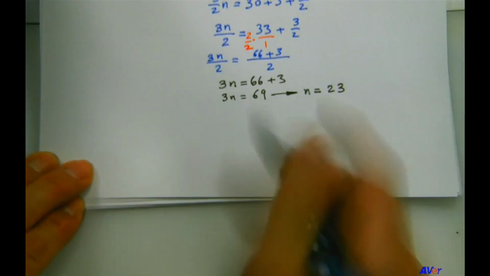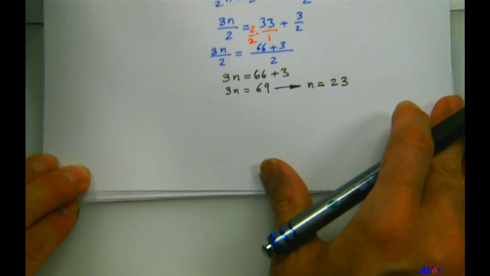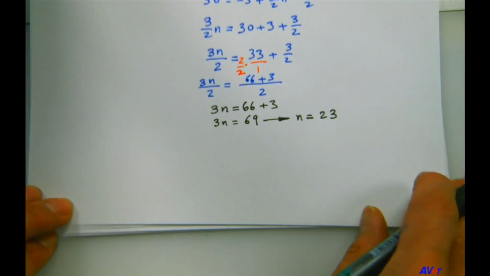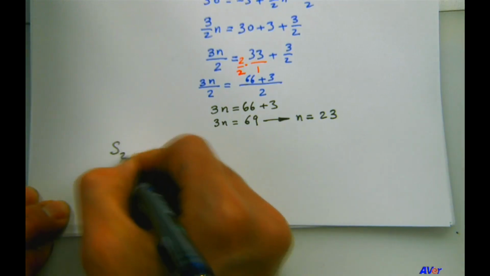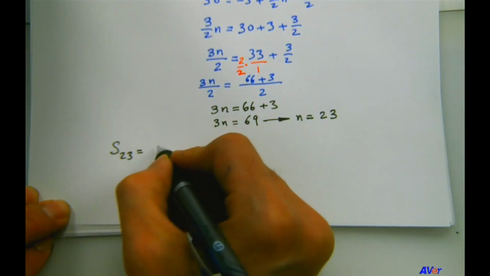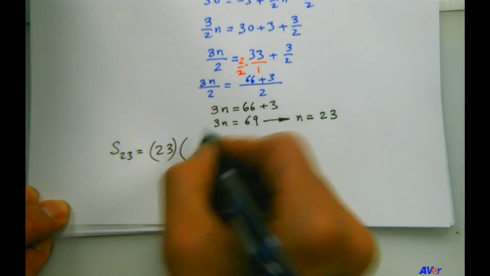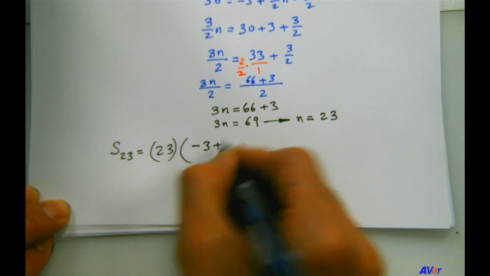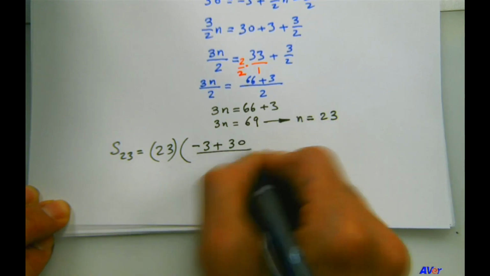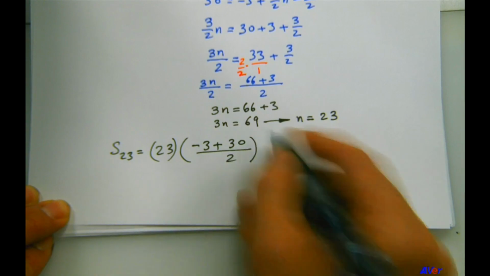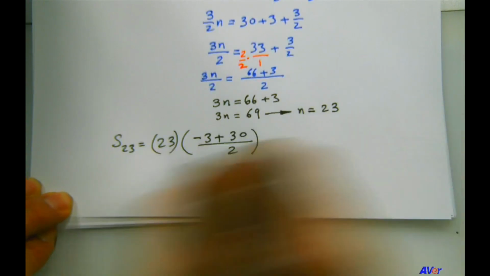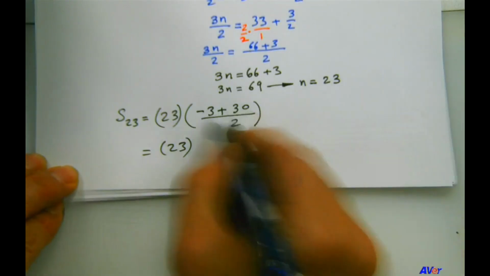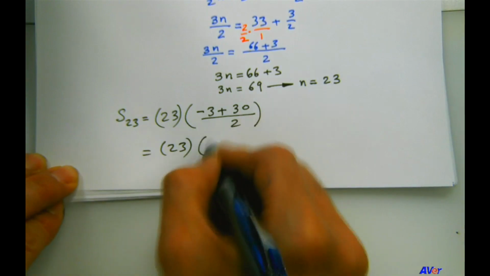So, okay, let's find the partial sum. This would be S_23 equals 23 times the first term, which was negative 3, plus the last term, which was 30, divided by 2. So this would be 23 times, that is 27 over 2, right?